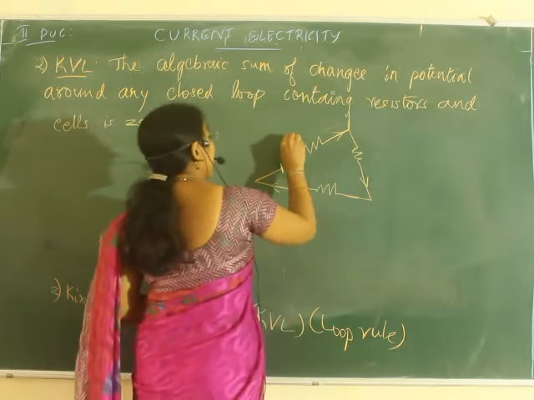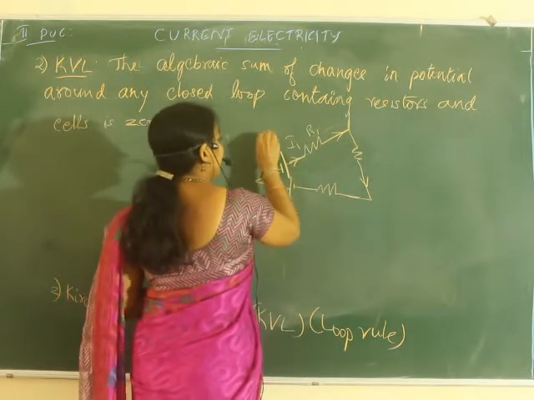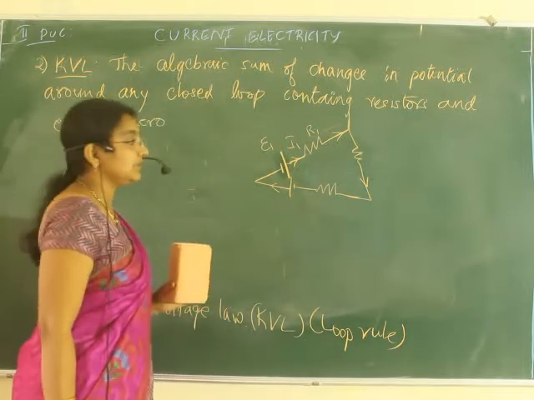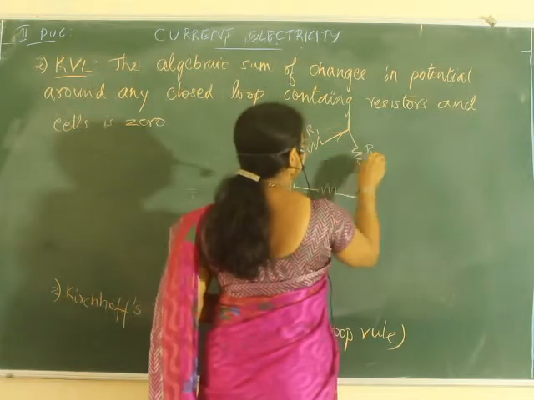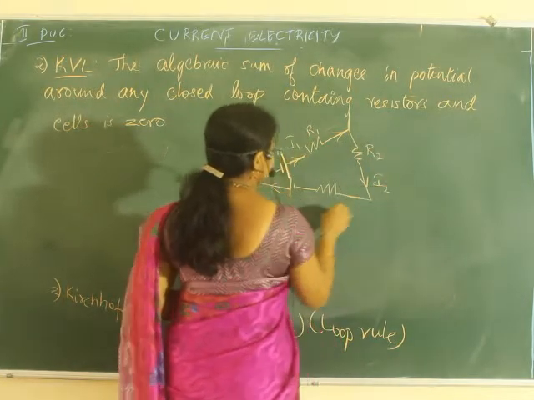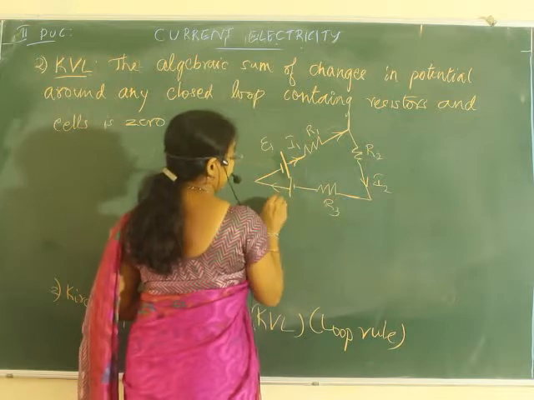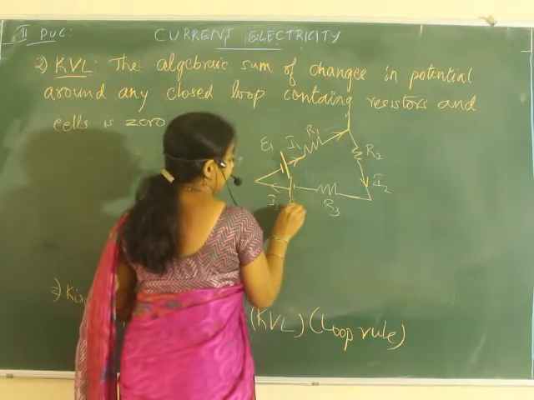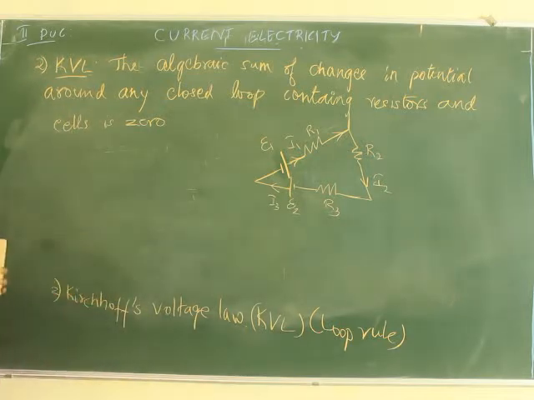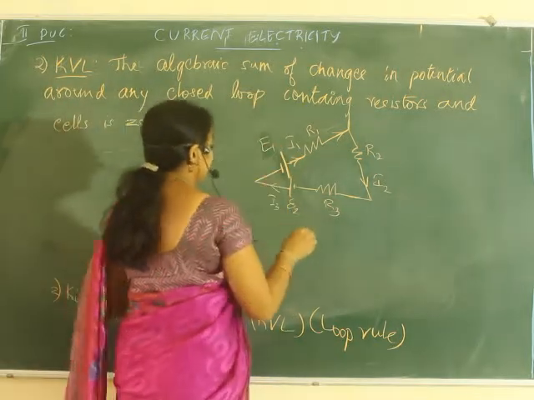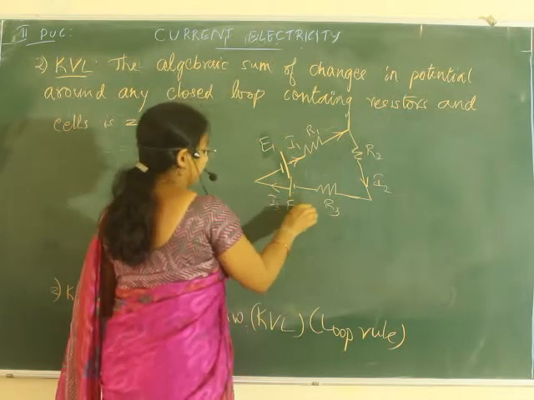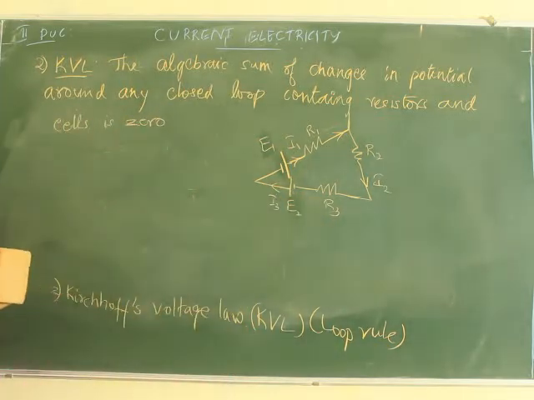I'll take this one as I1, R1, epsilon 1. Correct? Or we will take it as E1. It's your wish. R2, I2, R3, I3, epsilon 2. That is nothing but EMF of the cell. Or else you can write it as E1 and E2. It's one and the same as you explain. Okay, where E1 and E2 are the EMF of the cells.